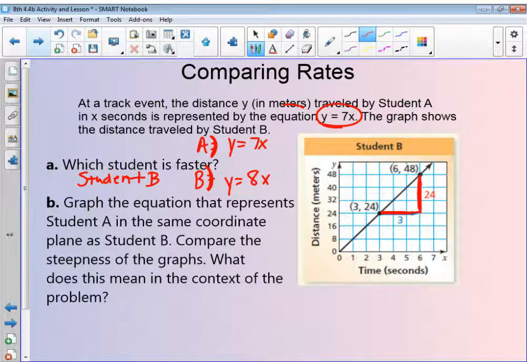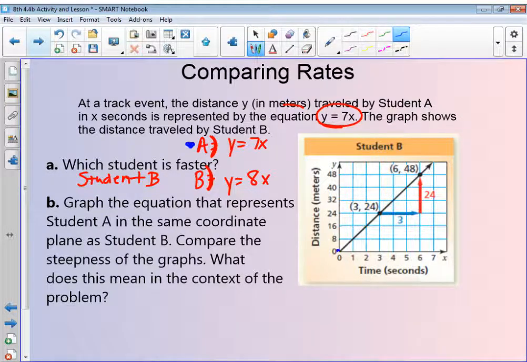Okay, graph the equation that represents student A on the same coordinate plane. Compare the steepness of the graph. What does it mean in context to the problem? So we're going to go ahead and graph our student A, which I'm going to do in blue. Okay, so they're going to change every second 7 meters.